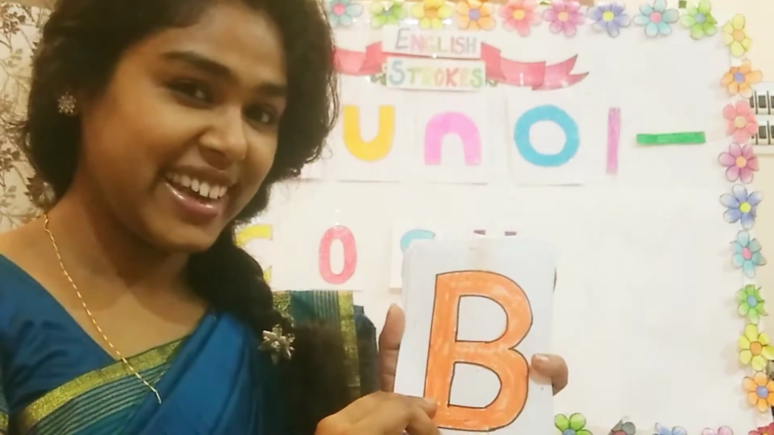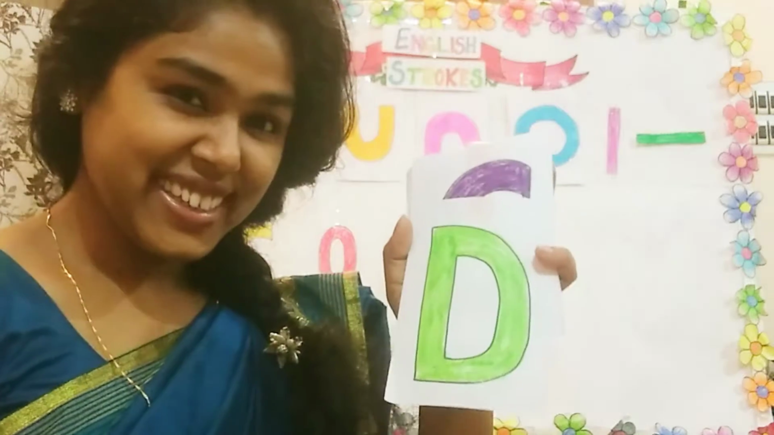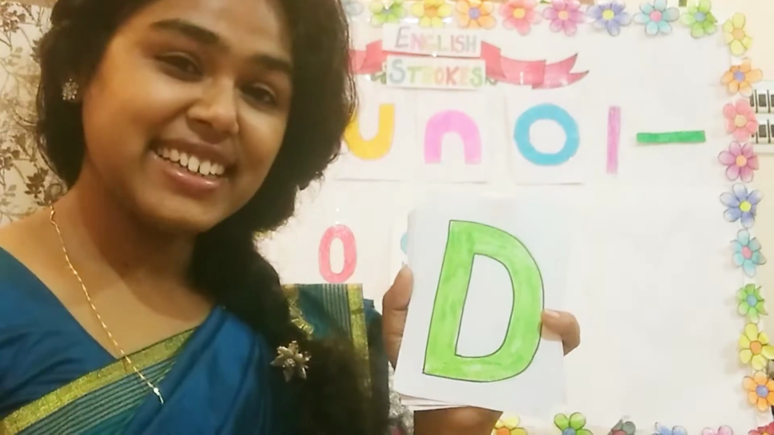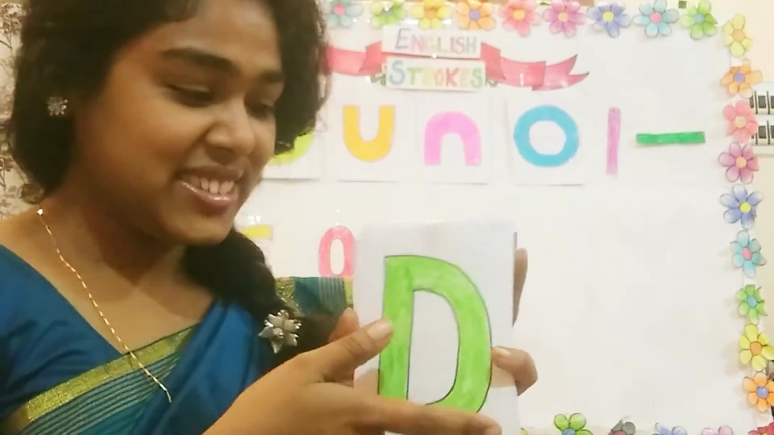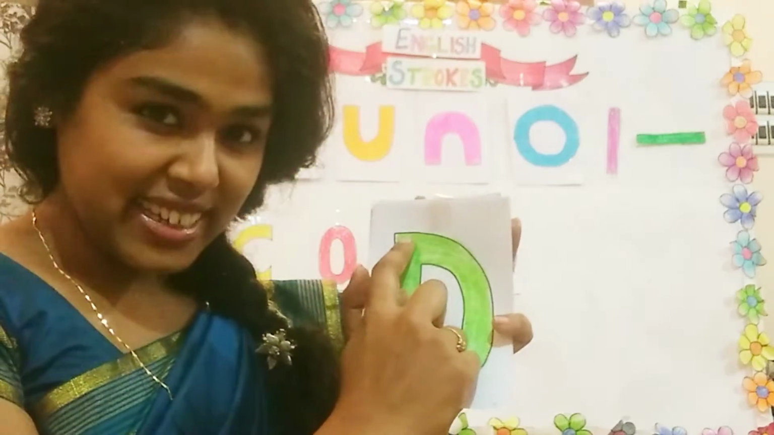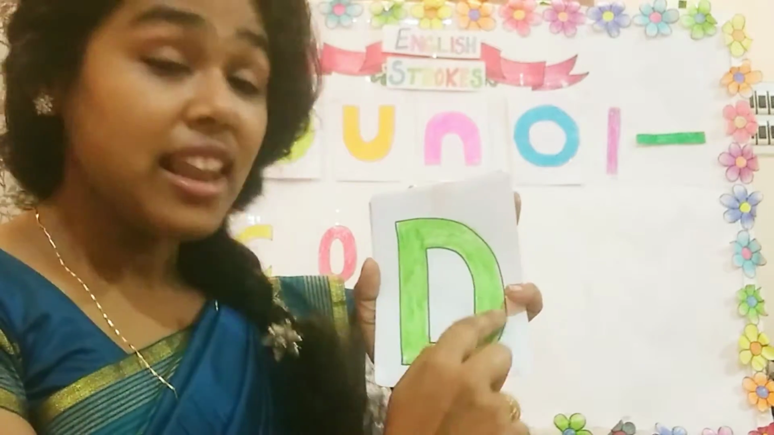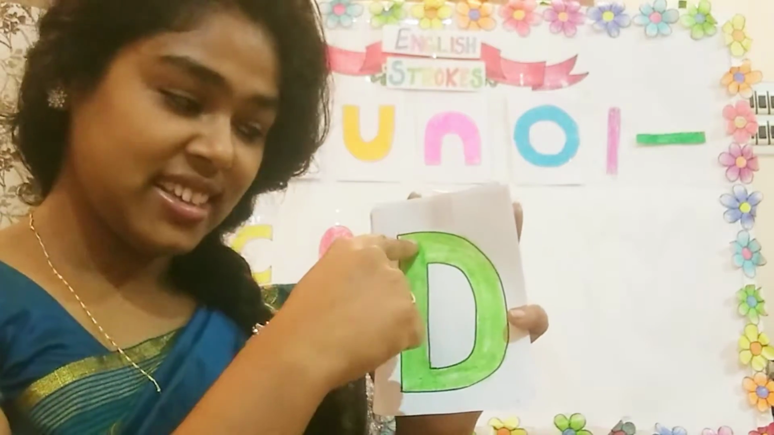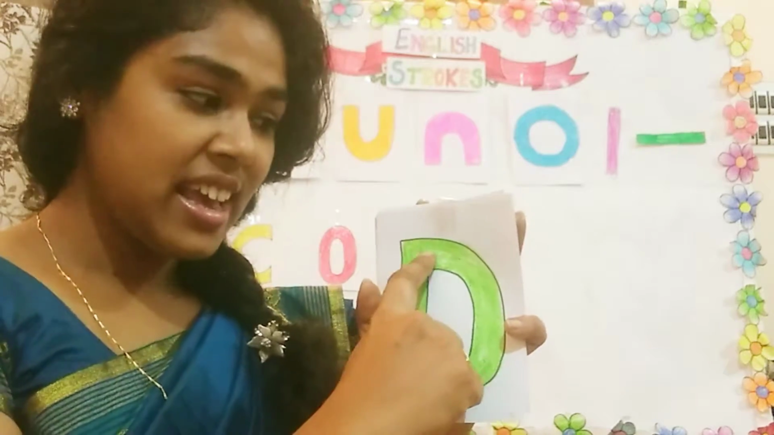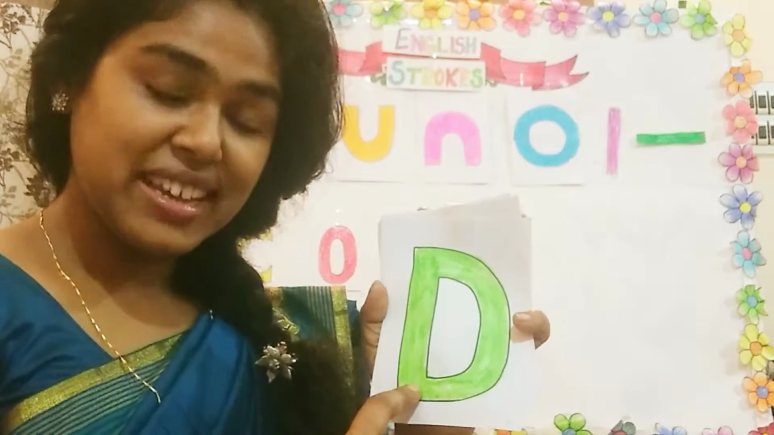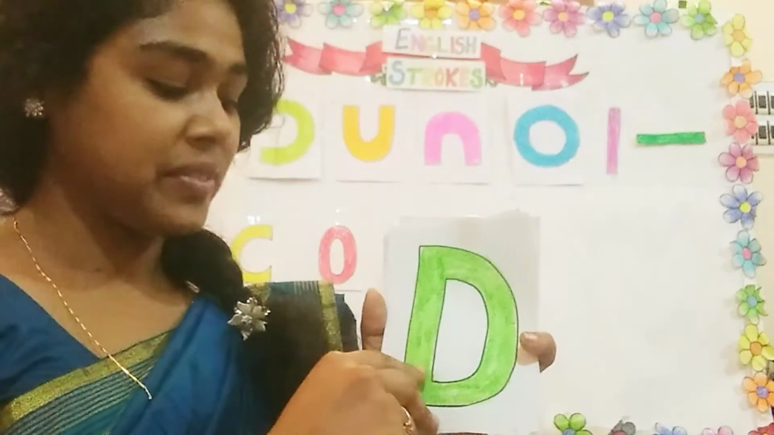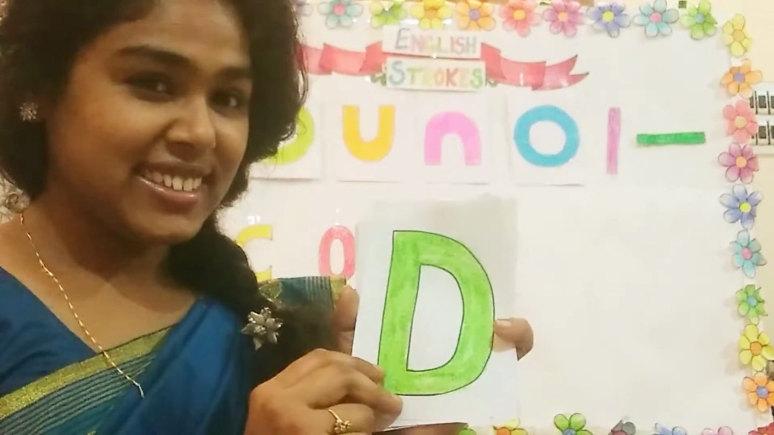And the next letter is, which letter is it? It is letter D. See again here, it has a standing line and a left curve. So trace standing line and left curve, which makes letter D.